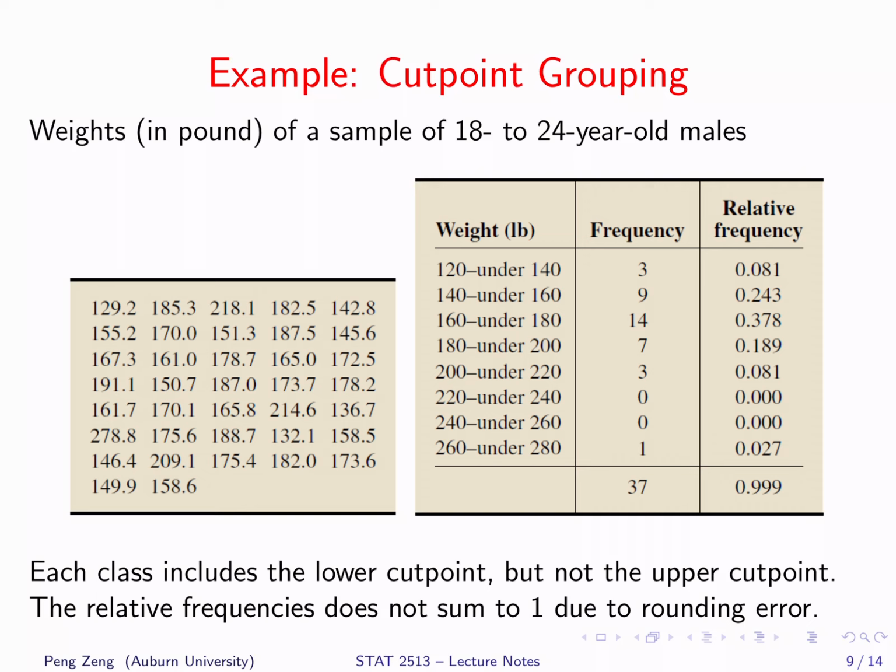Next, we may count the number of values falling into each class. The relative frequencies are obtained by dividing frequencies by 37. Notice that the sum of relative frequencies is not 1, it is 0.999. It is essentially due to rounding error. It happens in practice.